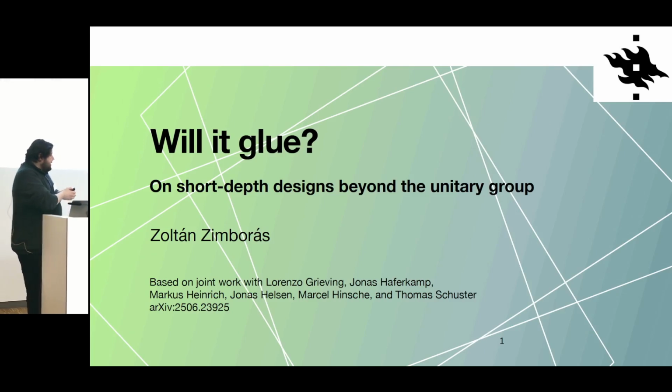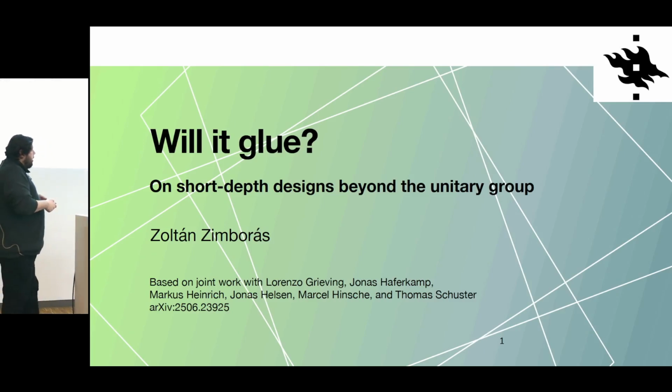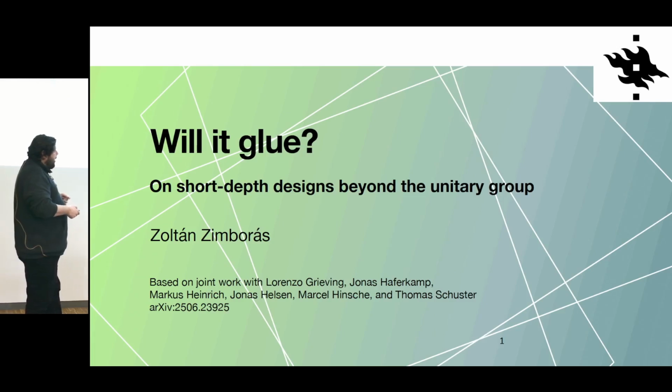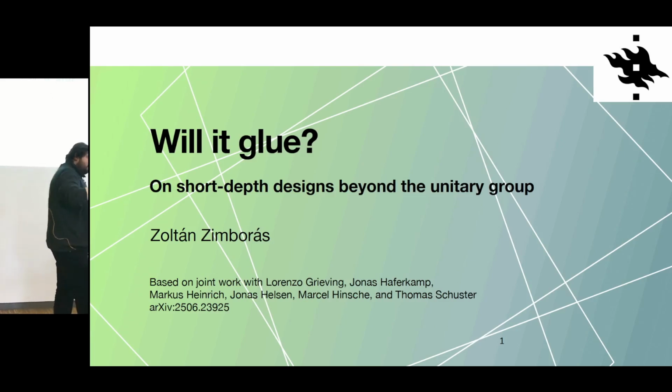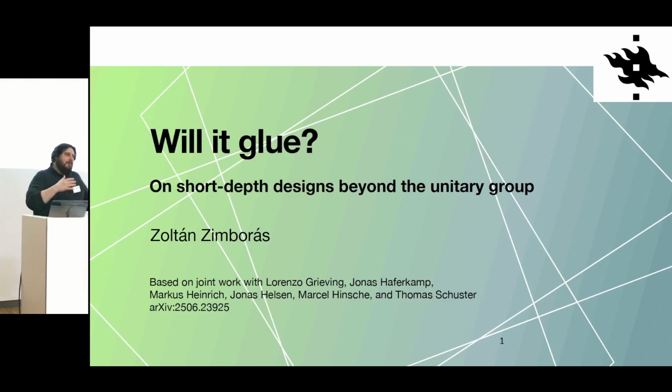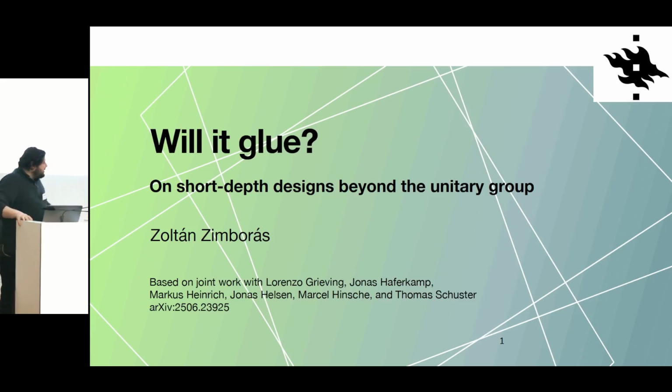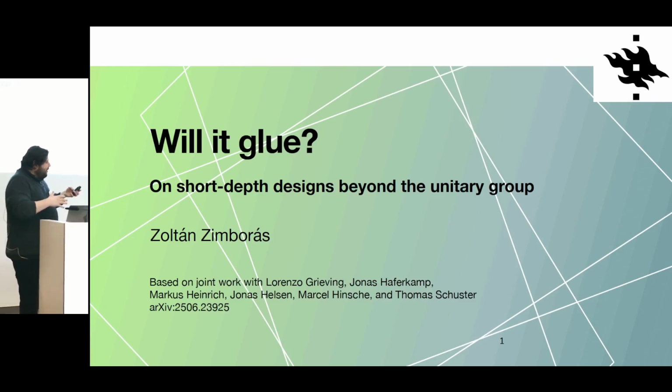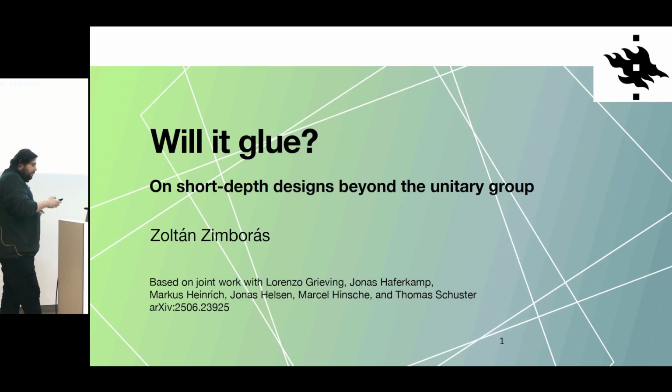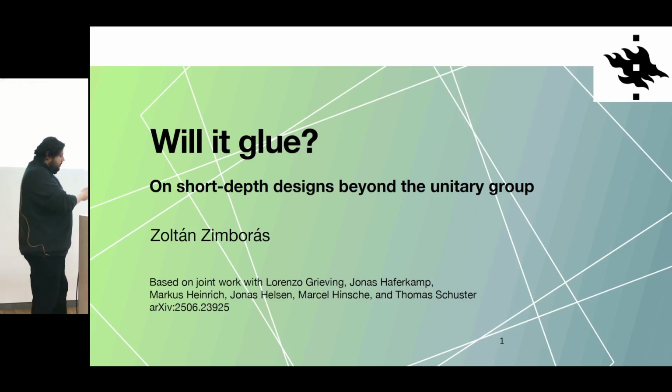This is of course actually work done together with many people here. The reason for this amount of people was that this came out of a conference. These ideas came up at the conference where we were discussing random circuits, and then there was this collective input which resulted in these results that I'm going to talk about.